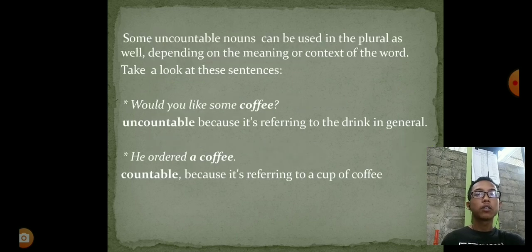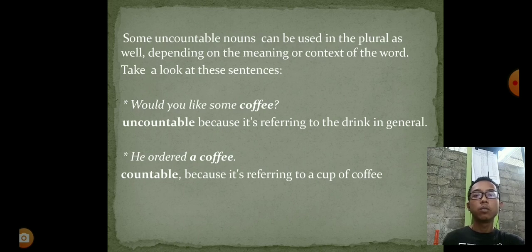Some uncountable nouns can be used in the plural as well, depending on the meaning or context of the word. Take a look at this sentence. Would you like some coffee? It's uncountable because it's referring to the drink in general, different to he ordered a coffee. Countable because it's referring to a cup of coffee.